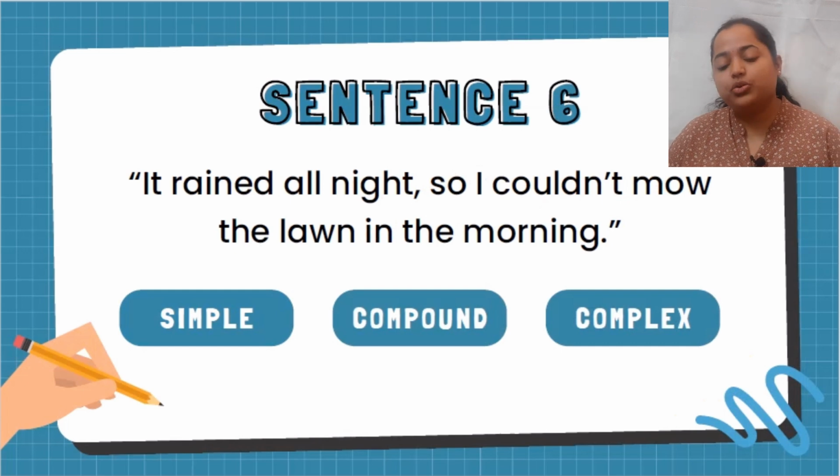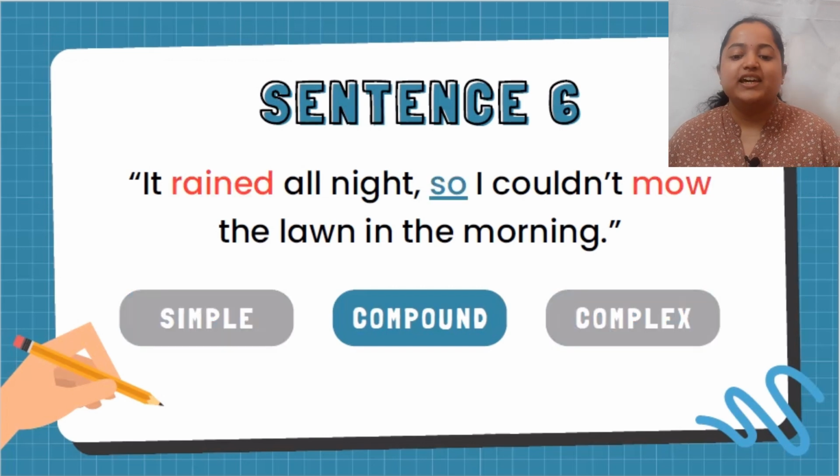Sentence 6. It rained all night, so I couldn't mow the lawn in the morning. To mow the lawn means to cut the grass on the lawn. Which type of sentence is this? Absolutely right. It is a compound sentence because it has two independent clauses. It rained all night is independent clause number 1, and so I couldn't mow the lawn in the morning is independent clause number 2. So is the coordinating conjunction. Rained and mow are the two verbs.